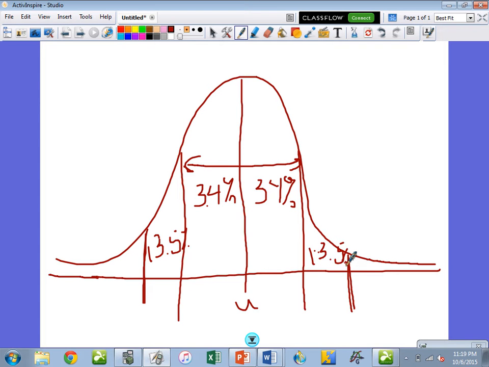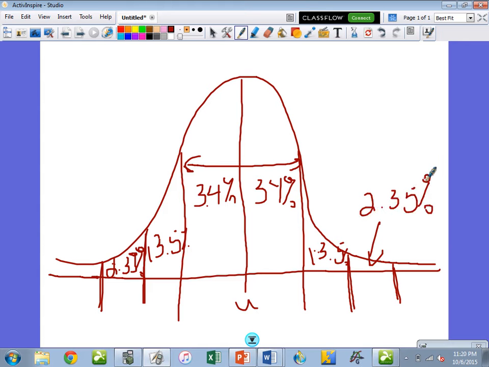And then if you go a third standard deviation from the mean, which would be here, from here to here, this is 99.7%. So if I take 99.7% and take out the 95%, these two sections put together will be approximately 4.7%. So that would make this 2.35%, and that would make this here 2.35%.